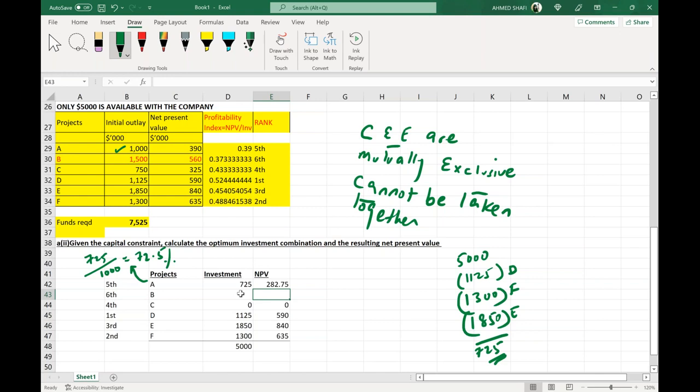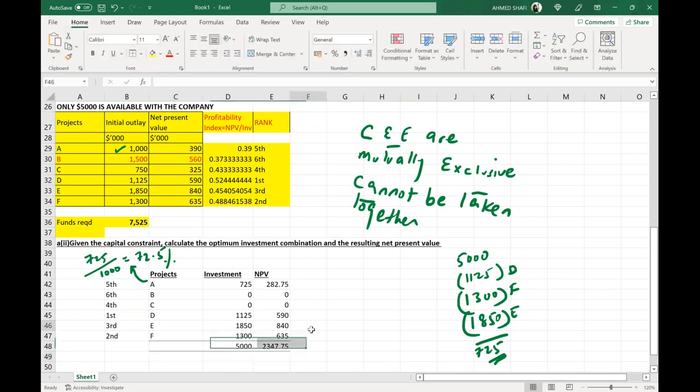So for B, the sixth one, no money left, no investment. So how much NPV are you getting by investing this 5,000 at all? This becomes 2347.75. Okay, this ends your 6 mark requirement as well, to calculate the optimum combination. We have made the optimum combination and we have also found the resultant NPV. The resultant NPV is 2347. Okay, copy it. Any questions, please ask.